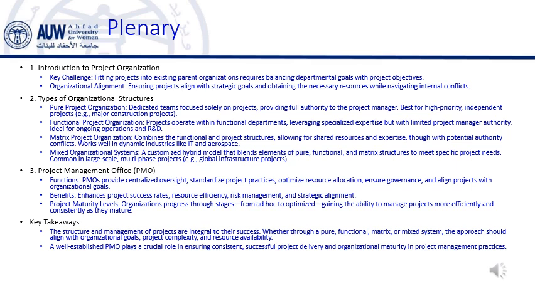A PMO is essential for standardizing processes, managing resources, and providing oversight to ensure project success. Different types of PMOs, supportive, controlling, and directive, offer varying levels of control and involvement. Project maturity levels show the progression of an organization's project management capabilities. Moving from ad hoc practices to continuous improvement enables organizations to manage projects more effectively and efficiently.